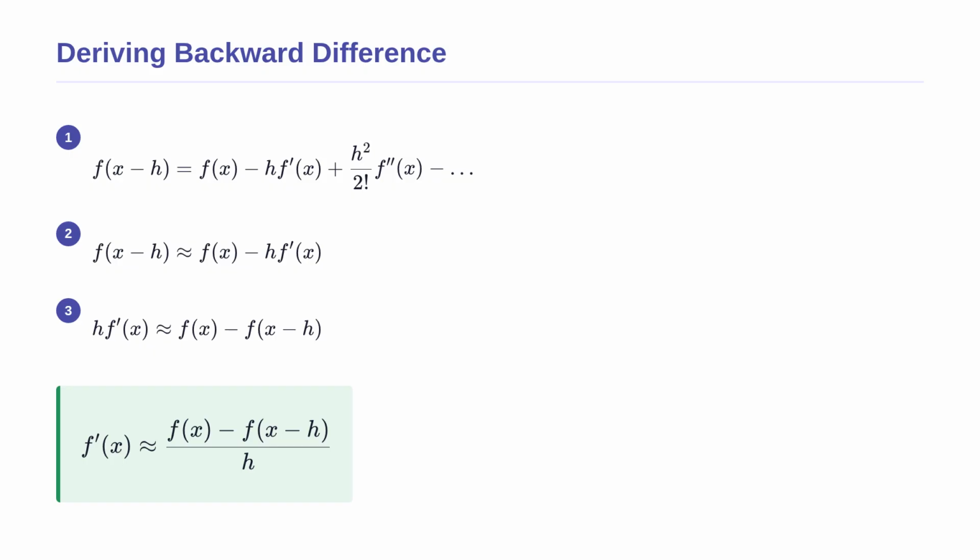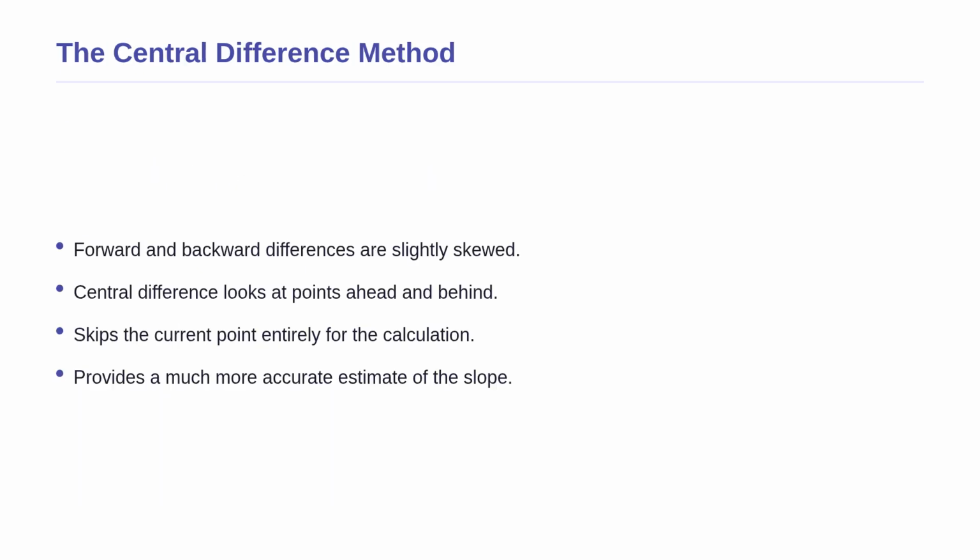This gives the final result, providing us a mathematically sound way to estimate the slope using historical data instead of future data. We have now seen both forward and backward differences. While they are decent estimates, they are slightly skewed because they only look in one direction. This brings us to a superior approach, the central difference method.